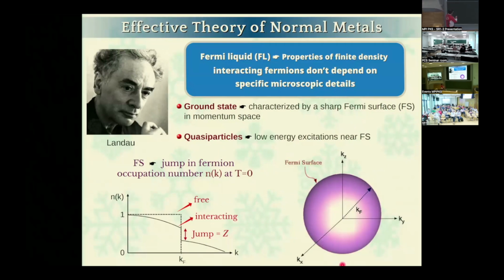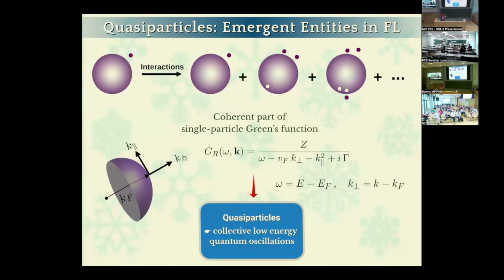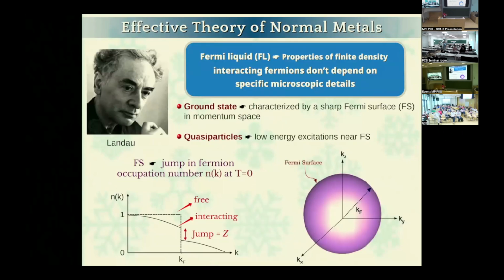For a free system, the jump is exactly equal to 1, whereas with interactions, the jump is reduced from the value 1 as shown here. And usually we use the letter Z to denote this jump.